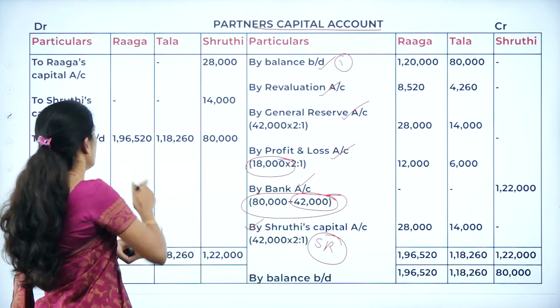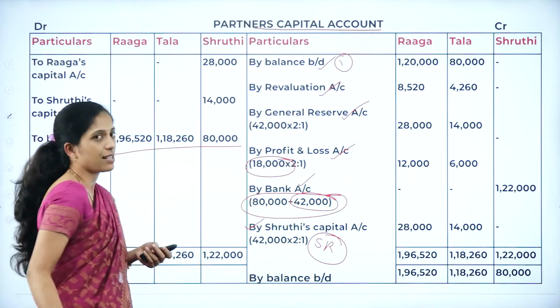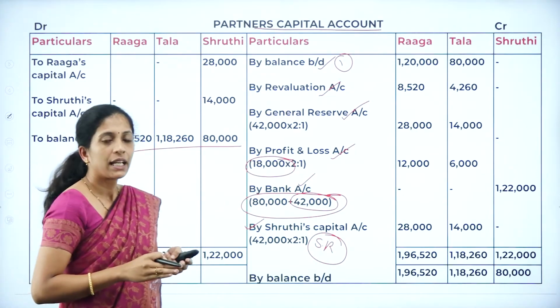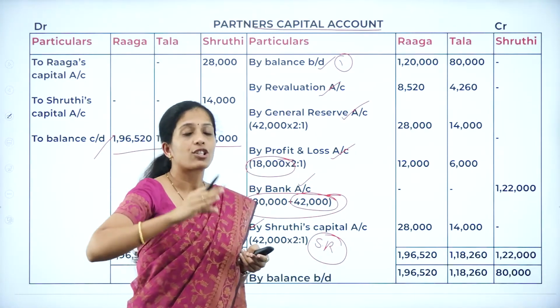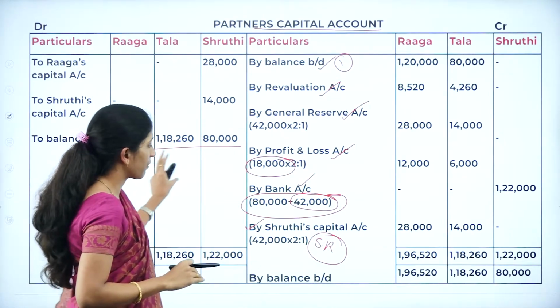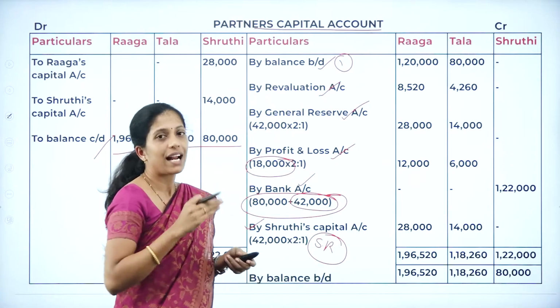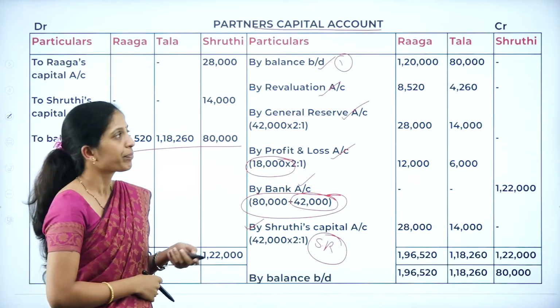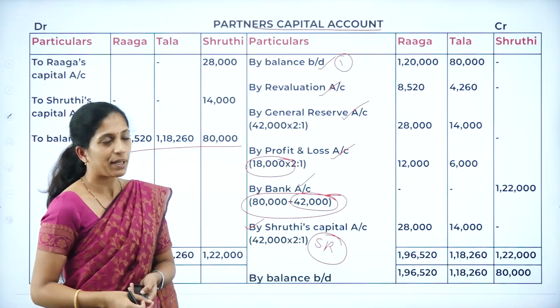Next, you have to bring down the balance. So the balancing figure has to be carried down, and that amount has to be written in the balance sheet as capital. The amount which I have carried down has to be brought down at the end of the financial year. So this is about the partners' capital account.